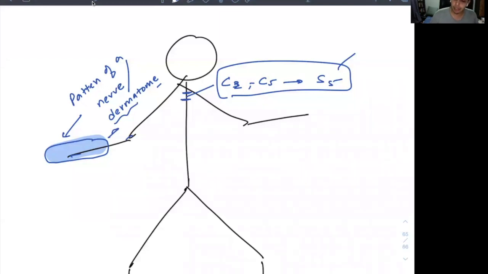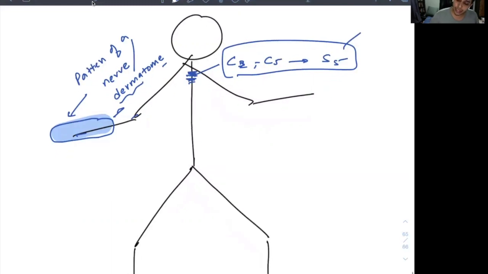You can use dermatomes to figure out if there is a spinal cord lesion. You can figure out exactly where that lesion is by localizing which patch of skin is involved. Now, why is the pattern of a nerve different from a dermatome? Because a nerve can come from several dermatomes.